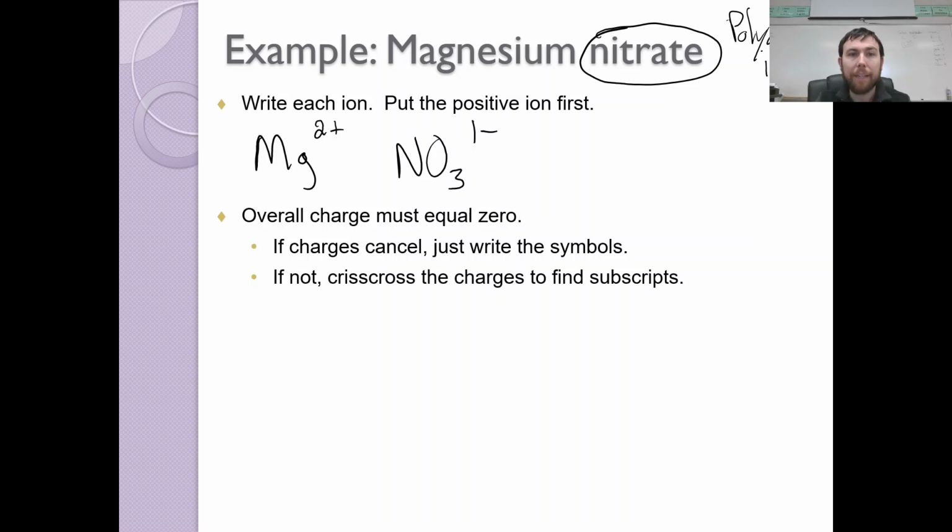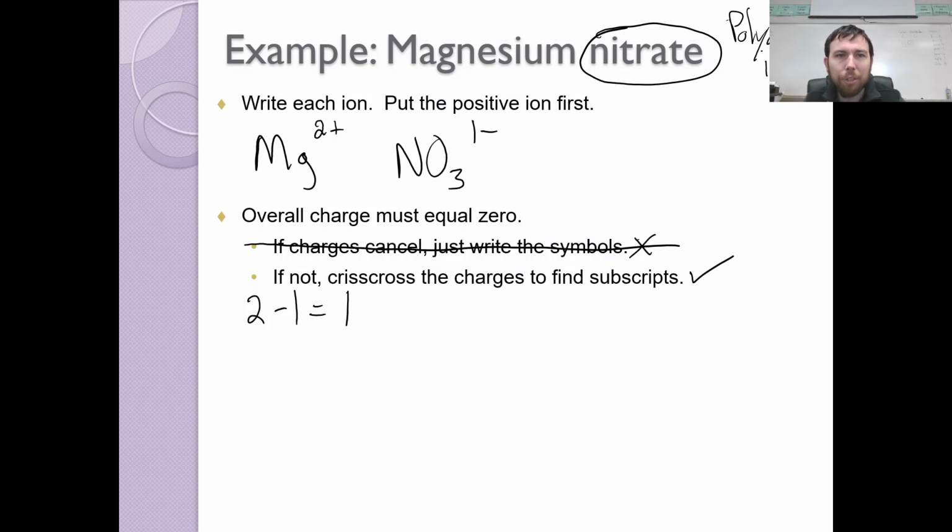Now again, second step, overall charge must equal 0. In this case, if I add those two together, I've got 2 for magnesium, and I've got 1 for nitrate. That leaves me with a 1 left over. So simply combining magnesium and nitrate together doesn't cancel out the charges. So I can't do step 1. This doesn't work for this particular example. Then I have to go to the second step, where I need to crisscross the charges to determine the subscripts, how many I need of those other elements. So this is what I'm going to have to do here.